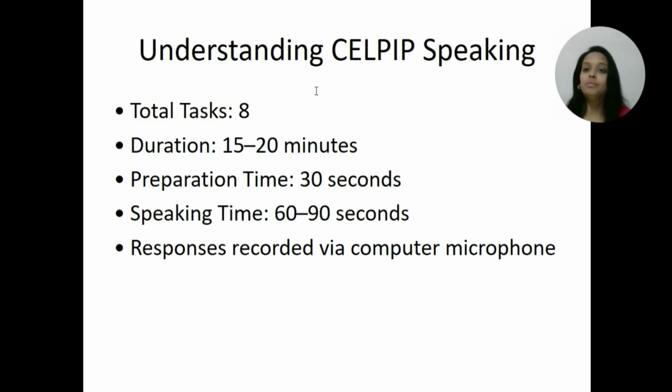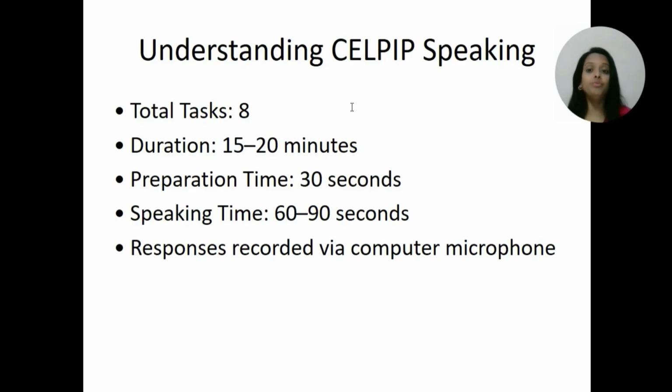Before we jump into the first four parts, let me explain the overall structure. The speaking test contains 8 tasks in total, and it lasts about 15 to 20 minutes. Each task follows the same pattern: preparation time 30 seconds, speaking time 60 to 90 seconds. Your responses are recorded by the computer, so there is no human examiner in front of you.